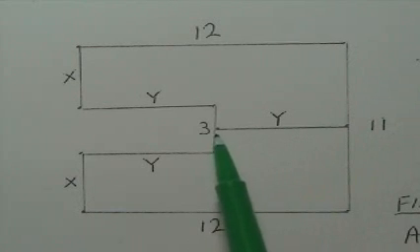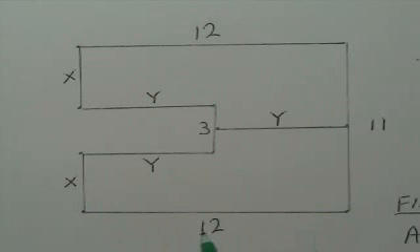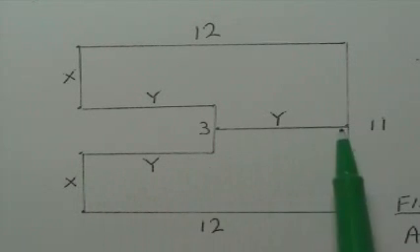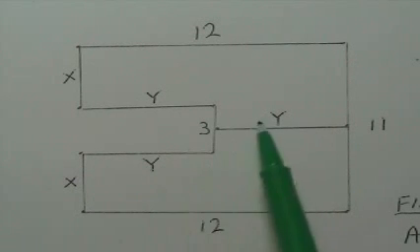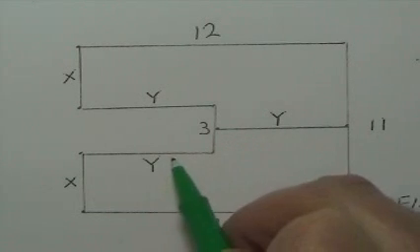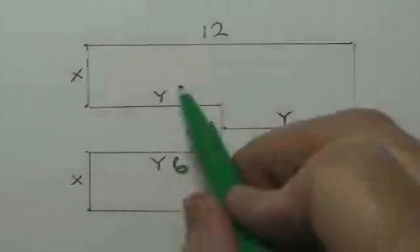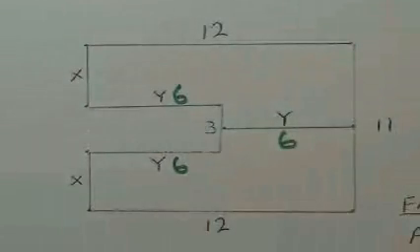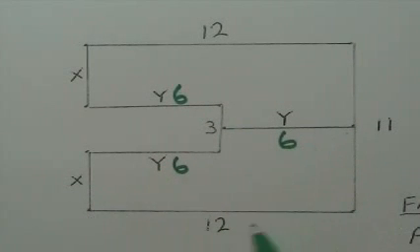So let's do the y's first. Notice that this length right here is 12. But this y and this y make up 12. Now they're both the same. So therefore the y's must be what? 6. This must be 6, this must be 6, and this must be 6. Right? Because 6 and 6 makes 12.